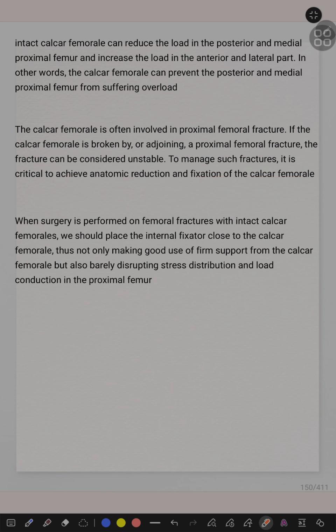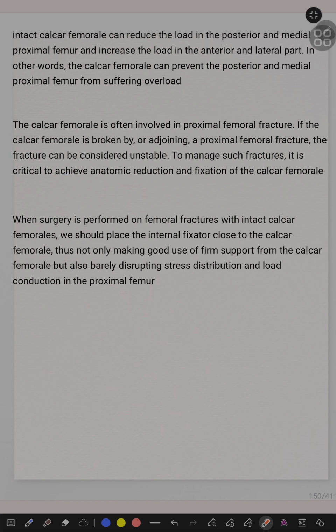Whenever surgery is performed on femoral fractures with an intact Calcar Femorale, we should place the internal fixator close to it, thus not only making good use of the support from the Calcar Femorale, but also barely disrupting the stress distribution and load conduction in the proximal femur. It means its importance also applies when performing surgery: when you are operating on a femoral fracture and you have an intact Calcar Femorale, then for fixation we have to apply the fixators close to it, so that by doing this we are not disturbing the rotational stability and the other components that help maintain the stability of the bone.